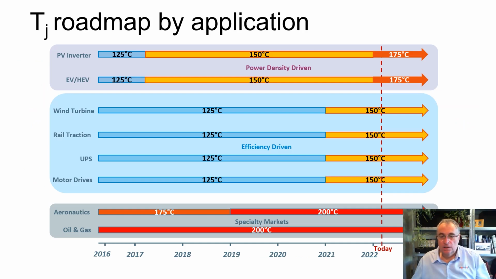So looking at key applications, we saw this trend, whereas there are some applications now reaching 175 degrees C, like PV inverters and EV, routinely, I would say. More on the industrial side of the business, we are still in the range of 150. The only exception comes from aeronautics and some very specific oil and gas applications for which 200 degrees C can be achieved.